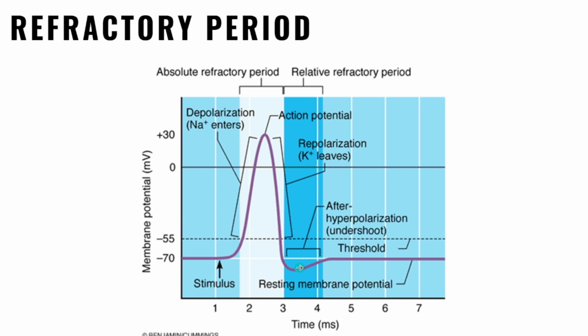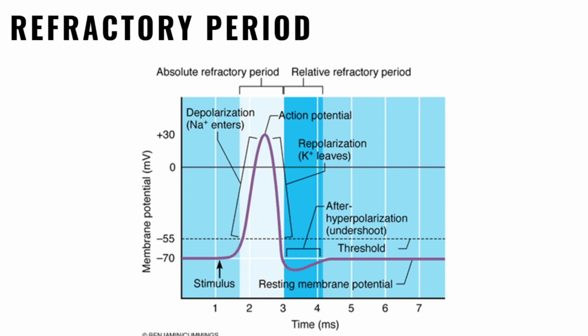Meaning that here, your threshold level is not negative 55 anymore. Maybe it's negative 50, negative 45. It will increase the threshold level. Only when the membrane potential reaches this higher threshold level will it trigger an action potential. If not, it will still maintain the resting potential. Then, when the resting potential has received the stimulus, it repeats again. So this is the meaning of the absolute and relative refractory period.